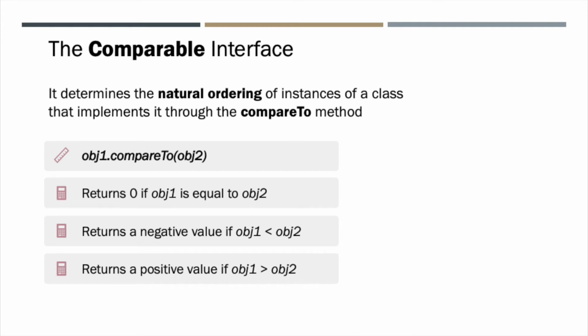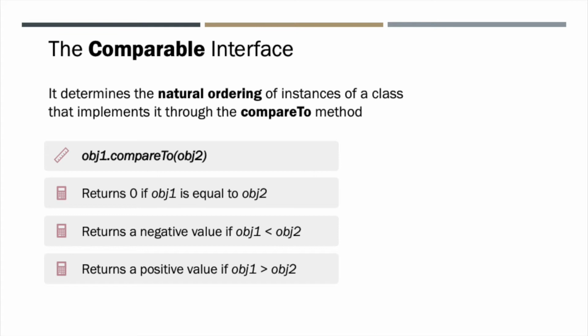The Comparable interface contains a single method, compareTo, that returns an integer. This method determines the natural ordering of class instances. For example, if you call object1.compareTo(object2), the method should return 0 if object1 equals object2, a negative value if object1 is less than object2, or a positive value if object1 is greater than object2.